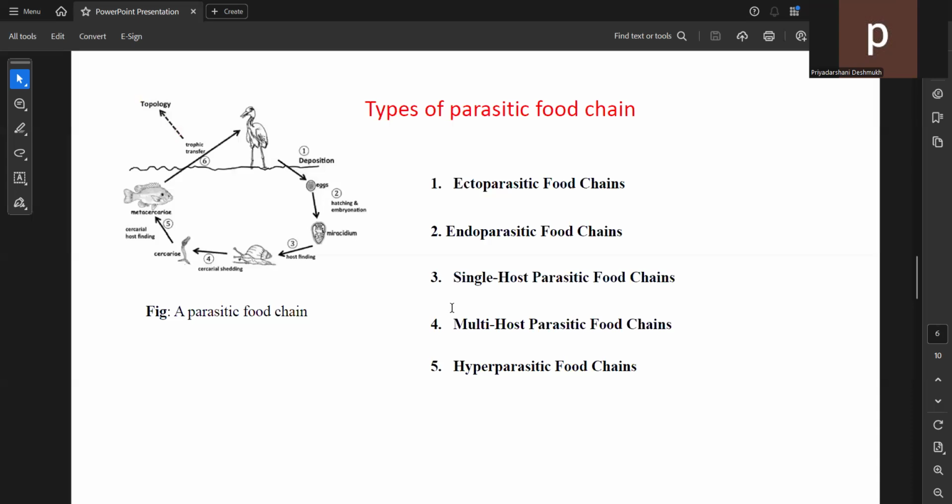Again, it is being subdivided into five types: ectoparasitic food chain, endoparasitic food chain, single host parasitic food chain, multi-host parasitic food chain, and the last one is hyperparasitic food chain. So these are the types of food chain which come under the parasitic food chain. Now parasites are not consumed, they are part of the host, and depending upon that there are five subtypes.